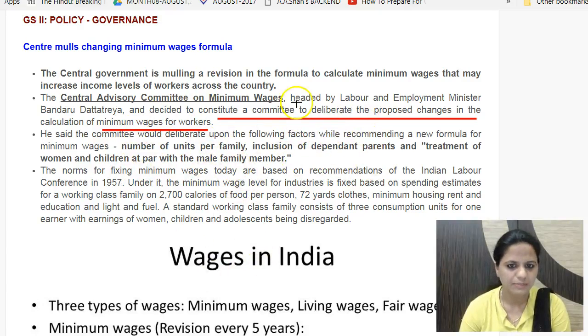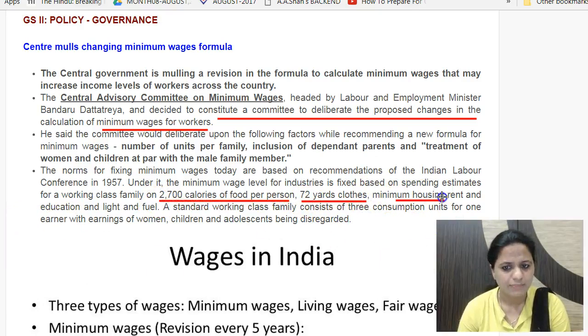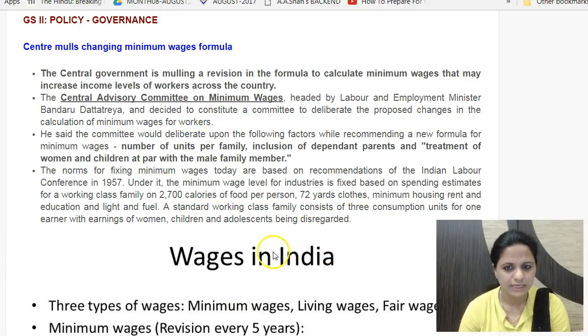So this is there. Presently, what the minimum wages include is detailed out here. The number of units per family, etc. will be changed. So this detail given here you can see. Presently, the number of units per family which is taken is 3. So it is for 3 members per family on 2,700 calories of food per person, 72 yards of cloth required, minimum housing rent taken into consideration, education, light, fuel. The demand is that a family, considered as a unit of 3, should be extended to at least a family of 5 or 6. Such demands are being made.